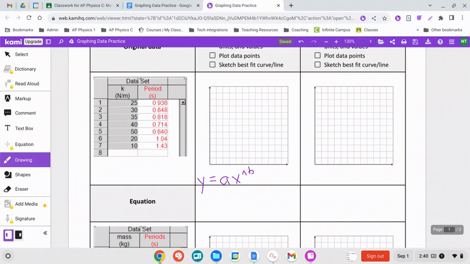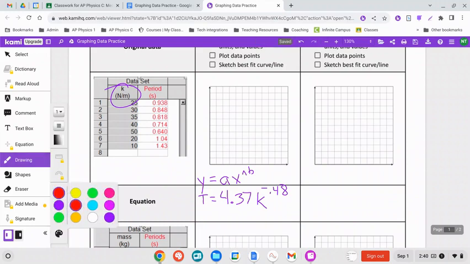Those numbers were, okay, so I'm going to say period is equal to 4.37, I'm rounding a little bit, times the spring constant, k, because that's on my x-axis here, right, to the negative 0.48 power. Now, that negative 0.48 power, that doesn't make a ton of sense, right? Like, what is that? We talked about earlier how we think that that is most likely the square root, and the negative here tells us it's in the bottom.